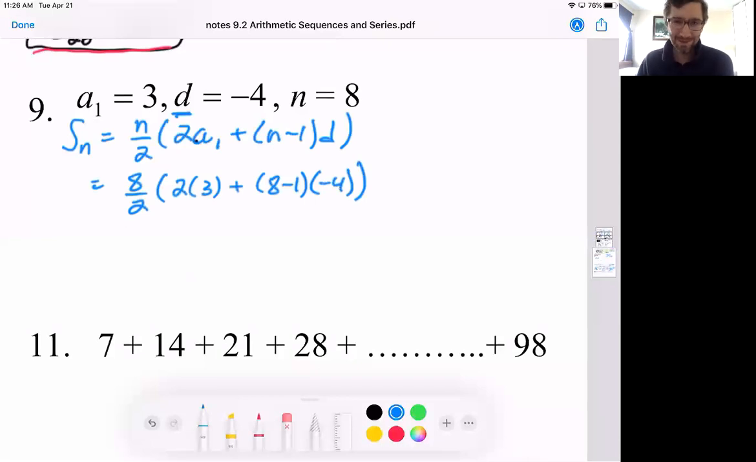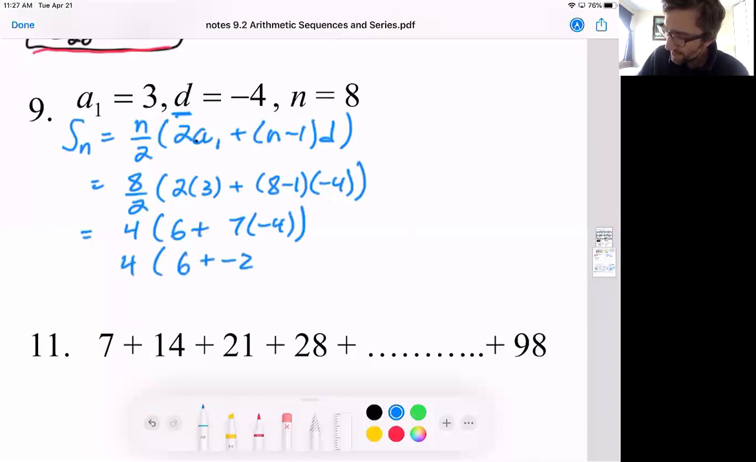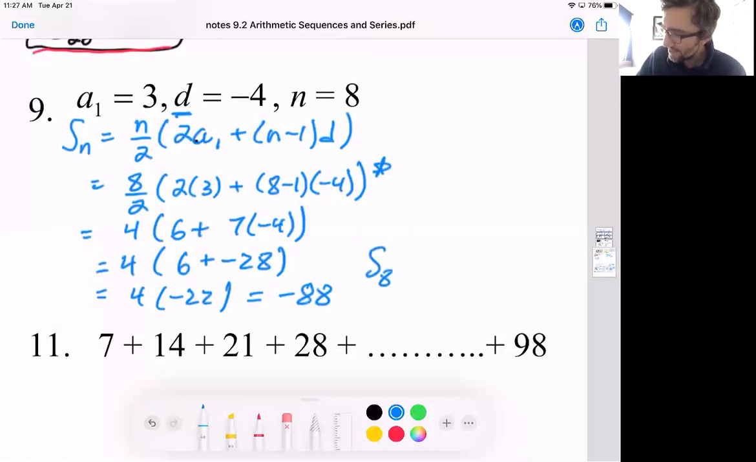Maybe the most complicated part about this is that there are so many sets of parentheses. You have to be careful that you use your calculator right. So 8 over 2, that's 4. Double the first, that would be 6. And then 7 times negative 4. So we're going to have 4 times 6 plus negative 28. You could do all of this on your calculator, but that would give us 4 times negative 22, which is negative 88. So the sum of these 8 terms is negative 88.